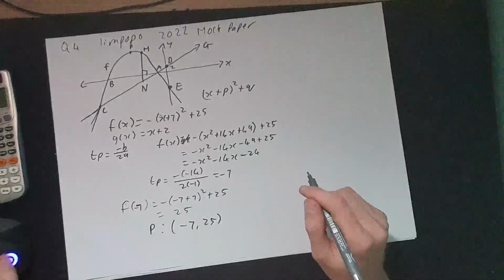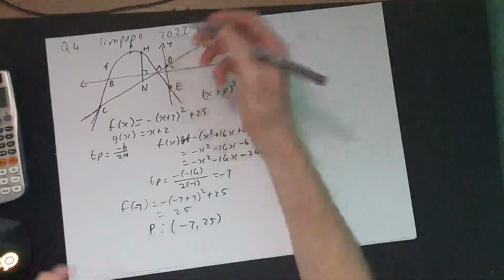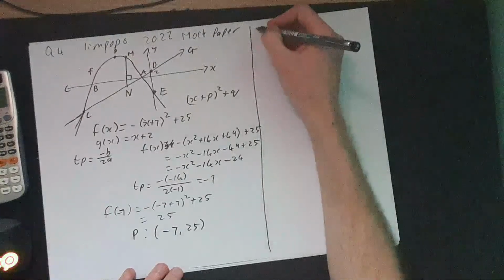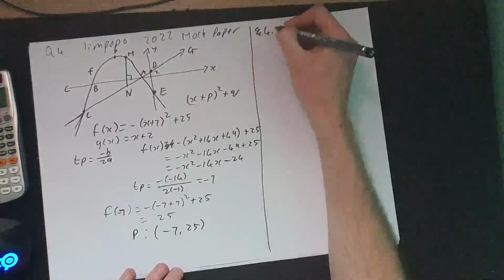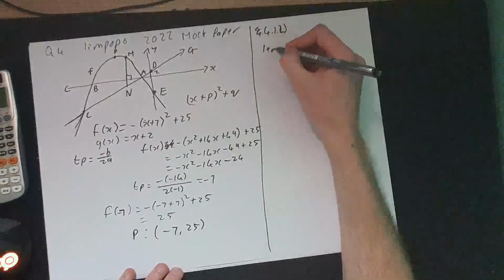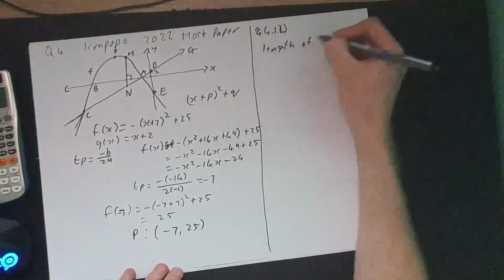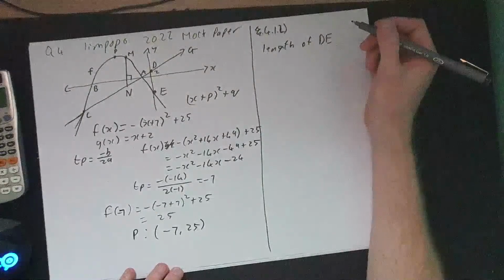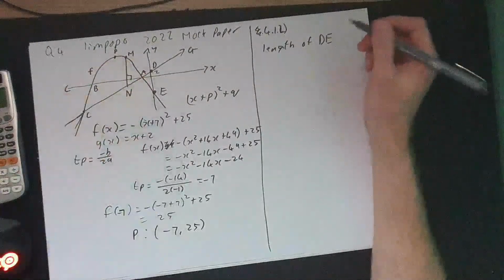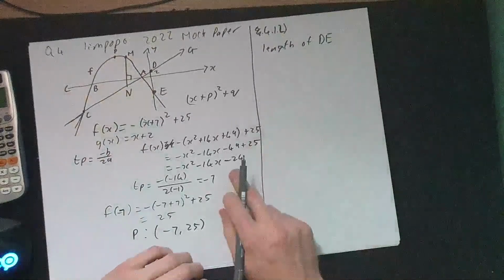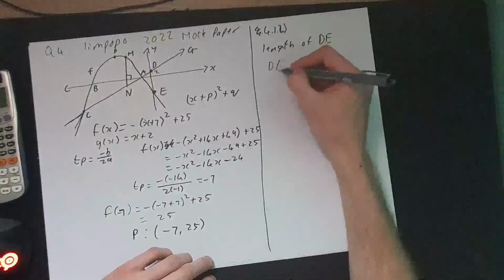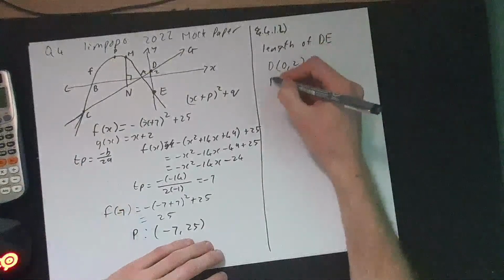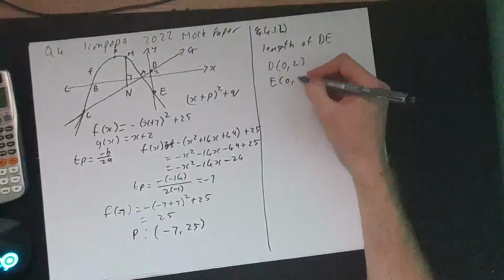Then it says the length of DE. So we want this length here. Okay, 2 marks, that's pretty straightforward. Nothing too difficult over there. So we want 4.1.2. Okay, we want the length of DE. Okay, so D is a y-intercept, E is a y-intercept. So now we have the y-intercept for the function of f. So we know that D's coordinate is 0 and 2. And we know E's coordinate is 0 and minus 24.